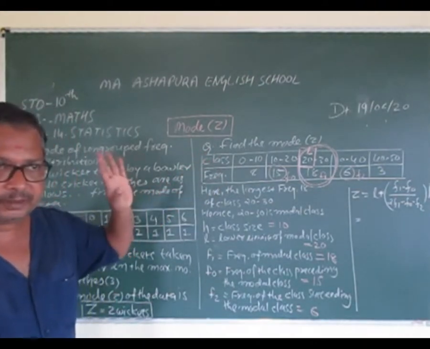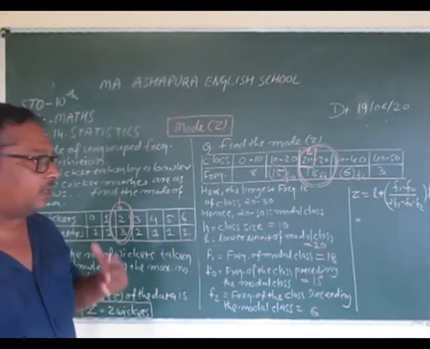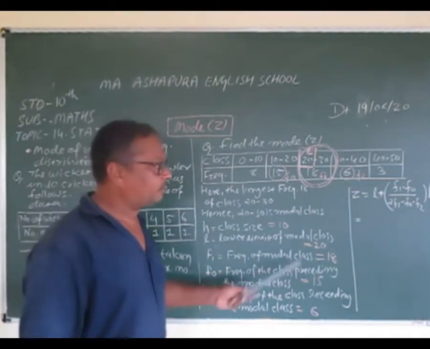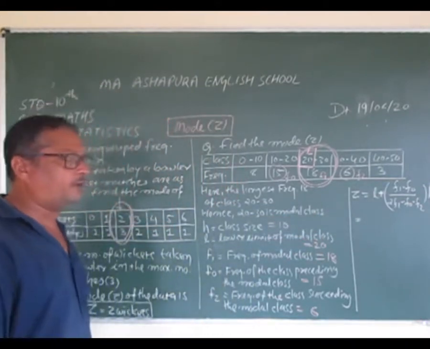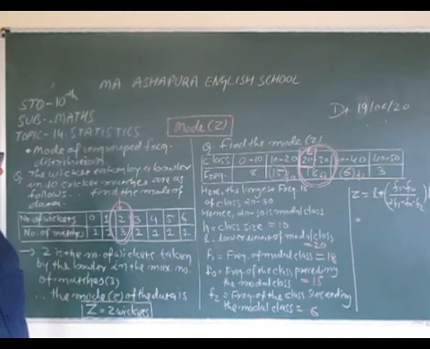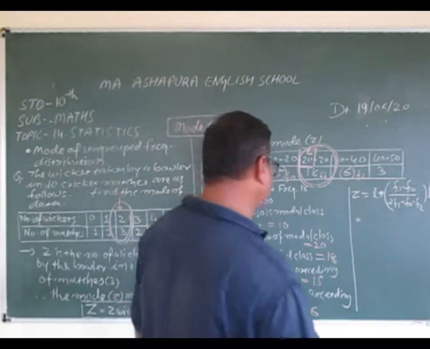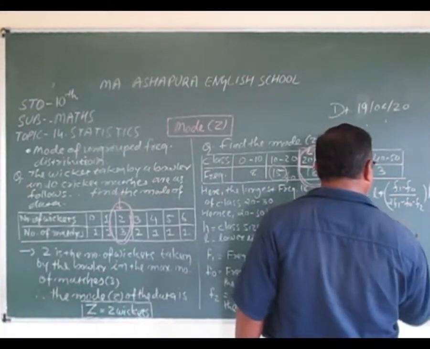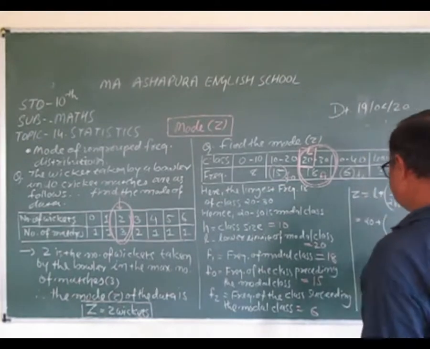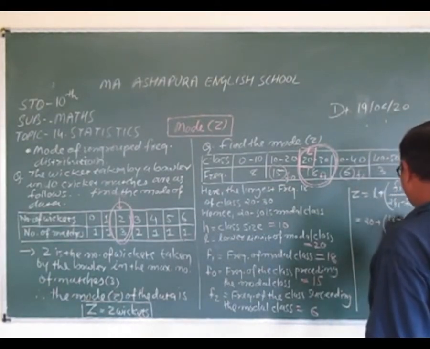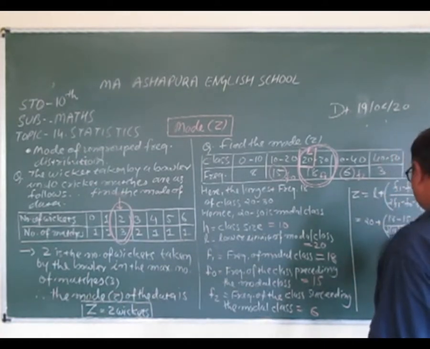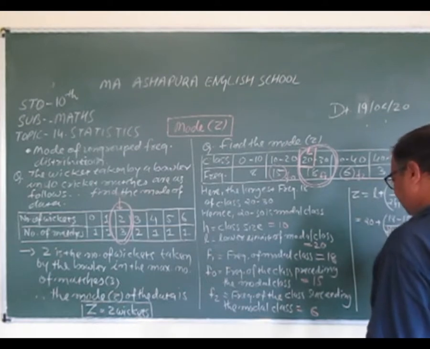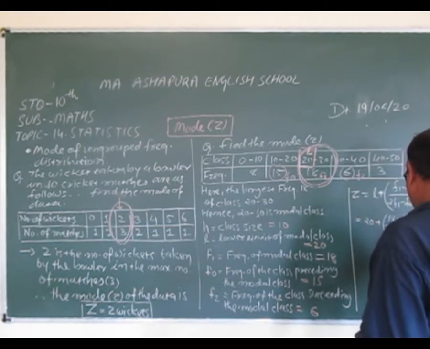Now it is time for the calculation, putting the values in the formula: L plus, into bracket, F1 minus F0 by 2F1 minus F0 minus F2, multiplied by H. So first putting the value of L, 20 plus, into bracket, F1 is 18 minus F0 15, upon 2 into 18 minus F0, again 15, minus F2, 6. Bracket over and multiply by H, the class size, 10.